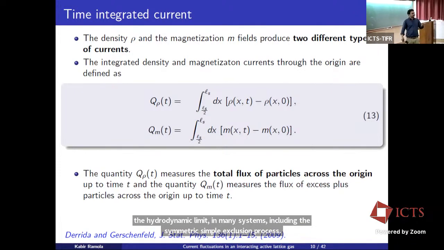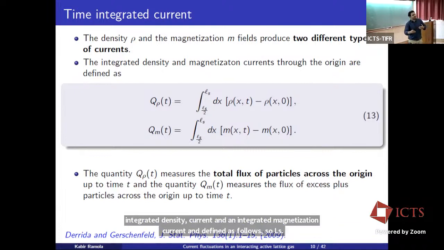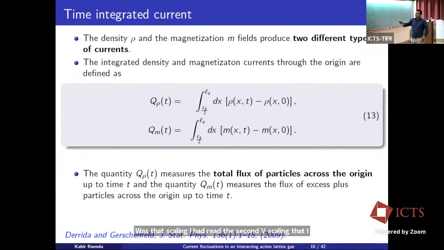But now we have two fields. So we can now define two different kinds of currents. You can define an integrated density current and an integrated magnetization current, defined as follows. So LS was that scaling, the second rescaling that I had done. Now the system size is from 0 to LS. And so now you're just asking how much is the difference in density in half the system. So you integrate the density from LS by 2 to LS at a given time t, and you subtract the exact same quantity at time 0. So that tells you how much current has flown from the left half of the system to the right half of the system in time t. So this is the quantity that we are concerned with.